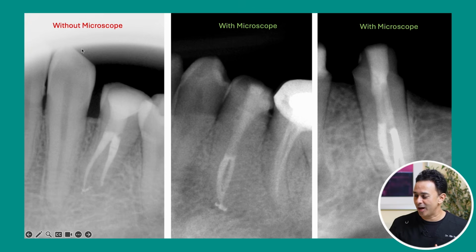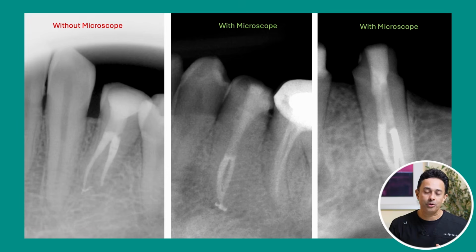So if you compare how a case is treated without a microscope and how it's treated with the microscope, you can see there's a lot of difference in the amount of coronal tooth structure that you need to remove to access these bifurcations and trifurcations. So that's the key difference between using a microscope and not using a microscope.